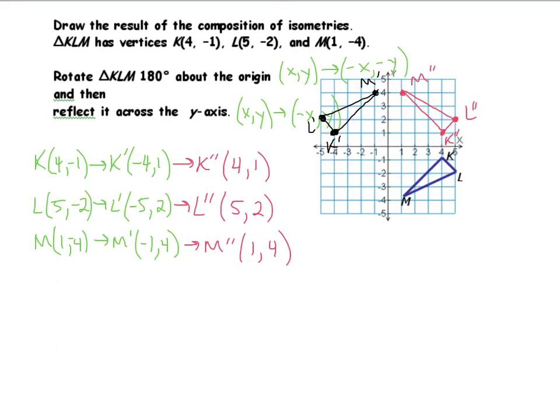Then we did the reflection across the y-axis, so all we had to do was negate all of my x values. So the (-4, 1) became (4, 1), (-5, 2) became (5, 2), and (-1, 4) became (1, 4). So I then plotted those, and of course it does indeed look like we took this triangle and reflected it across the y-axis. So our final figure is this one over here.